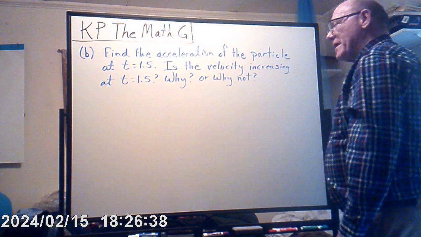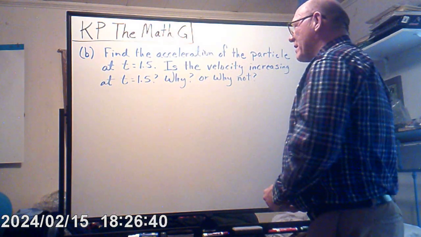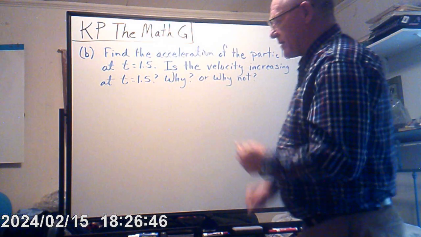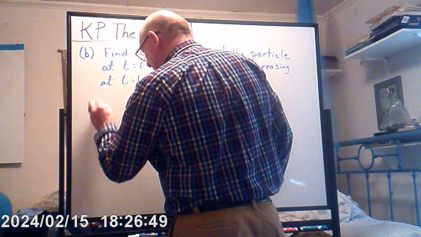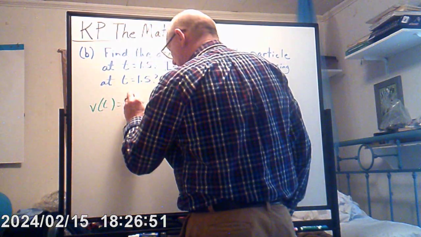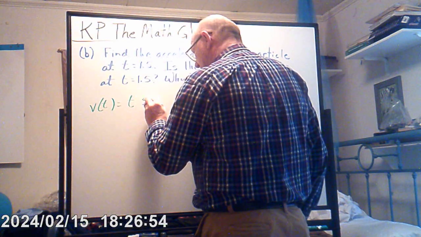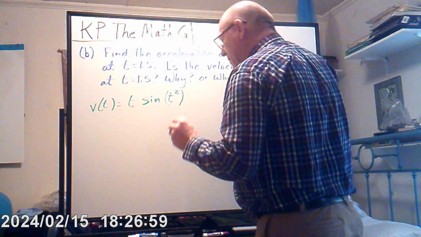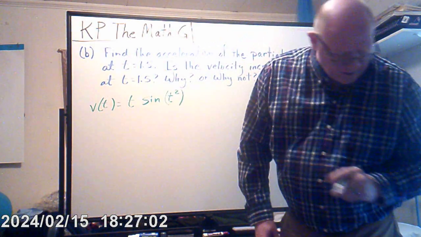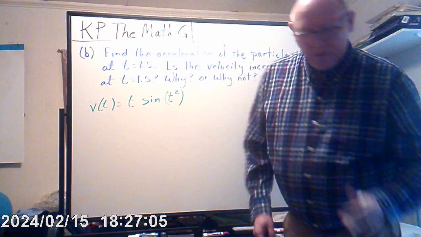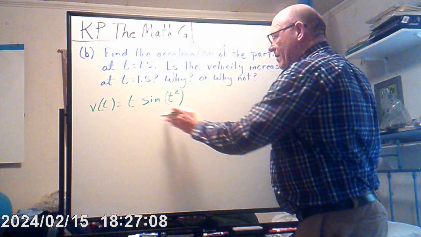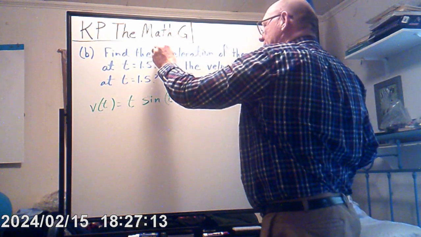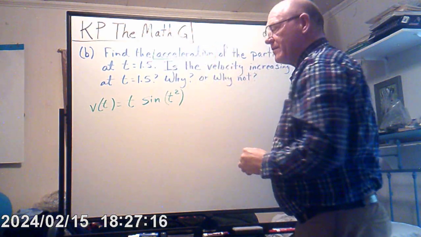And we have question B. Now it says find the acceleration of the particle at t equals 1.5. Let's look at this again. We have velocity v at t is equal to t sine t squared, for t greater than 0. It says find what? The acceleration.